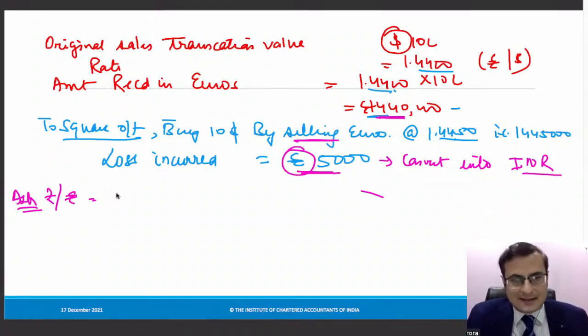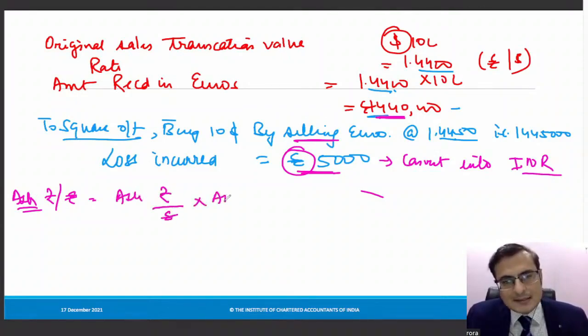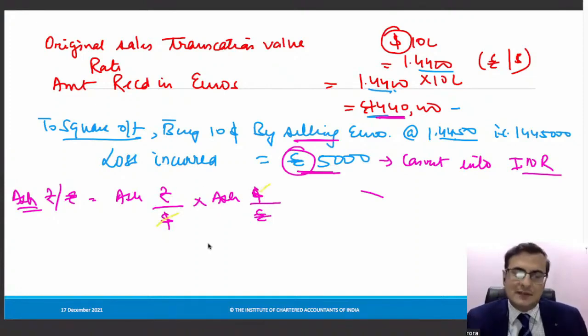What should ideally be the rates? It should be ask rupees by dollar into ask dollar by euro, so that this gets cancelled out. Okay, this gets cancelled out and you get the direct value. So do we have these values? Yes or no?